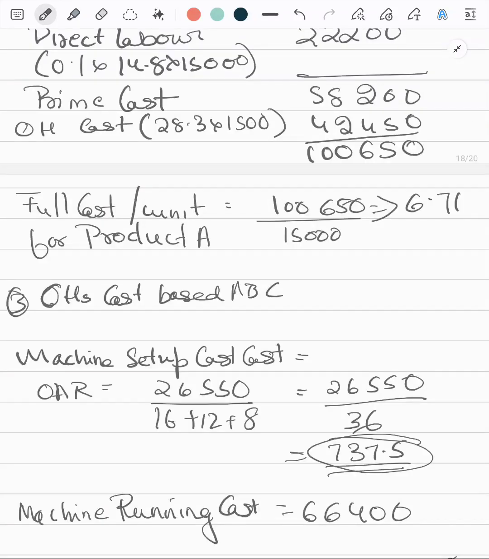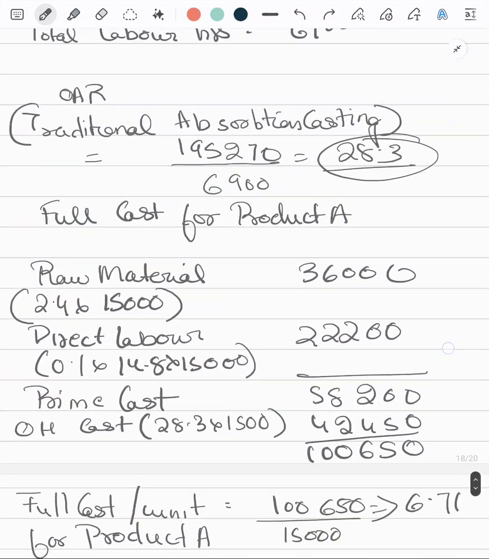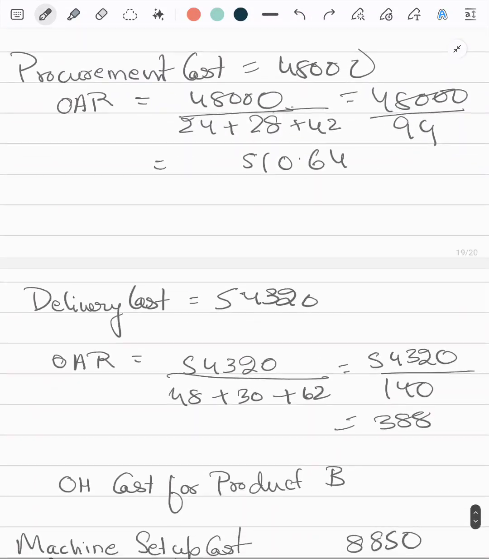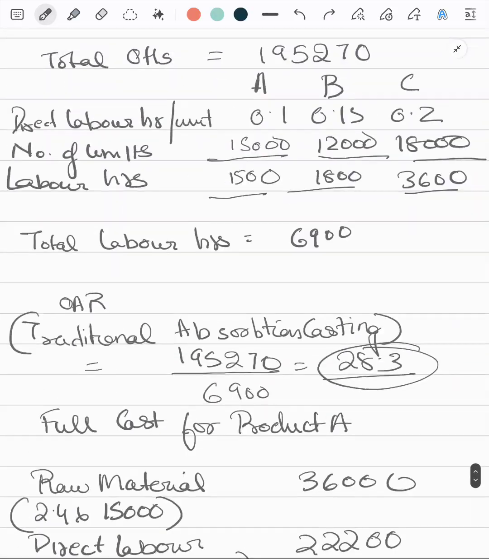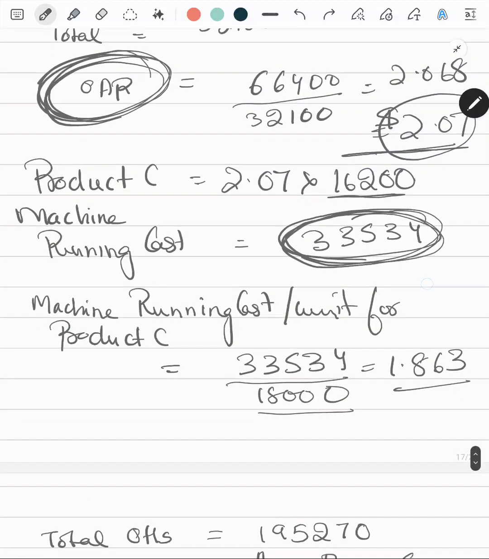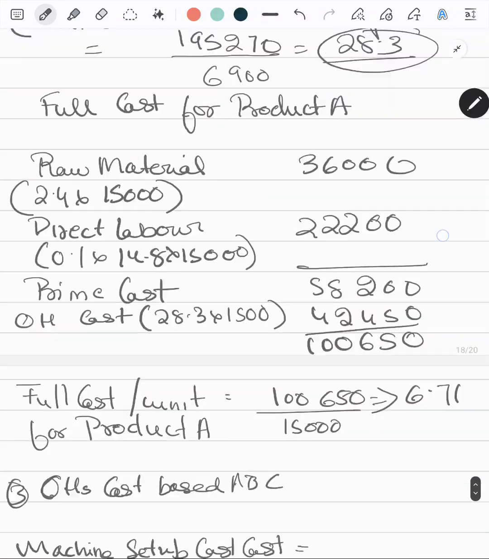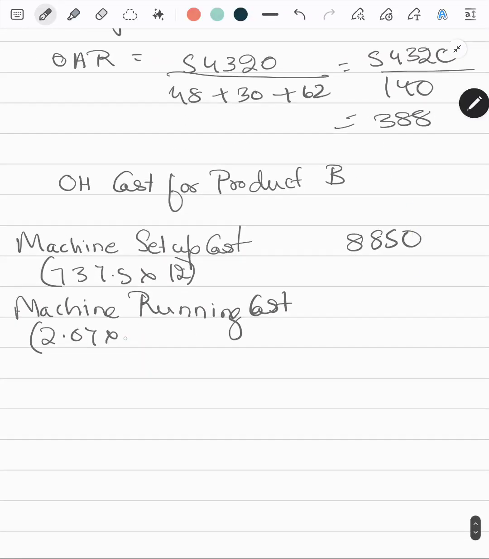Again, I have made a very careless mistake. So this was, sorry, I took 1800 from here, but this was labor hours. We need machine hours. So I had calculated over here for product B, which is 8400. We need to be very careful of these things.